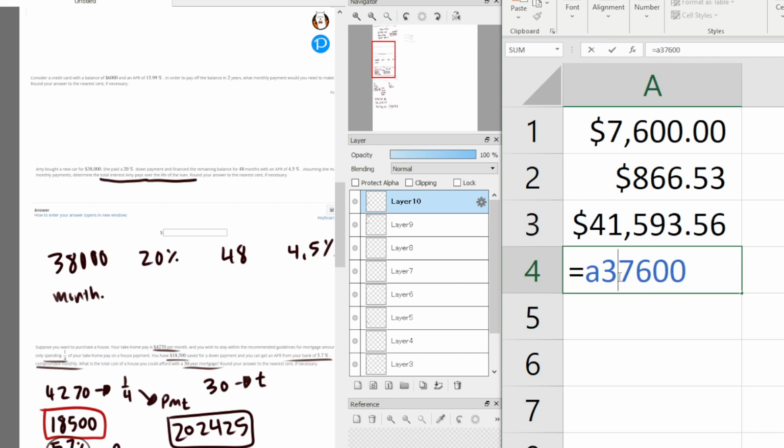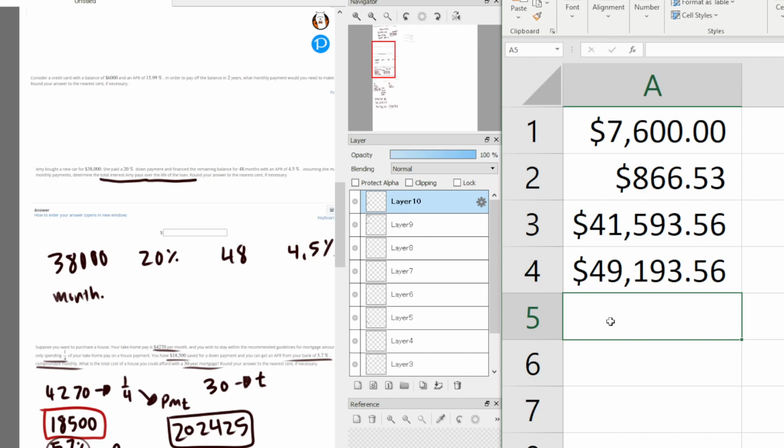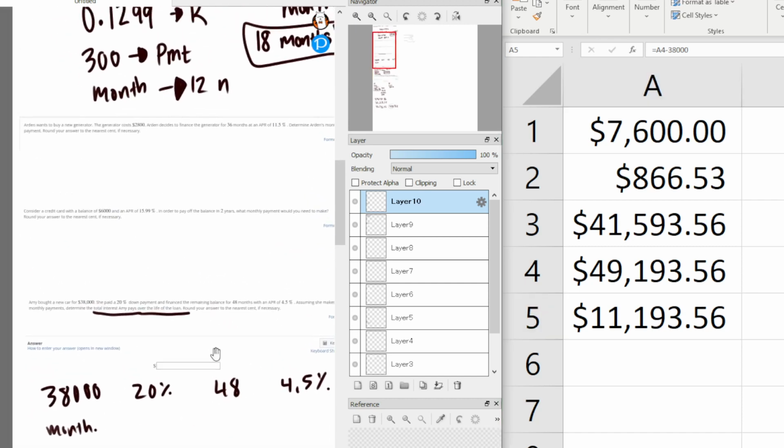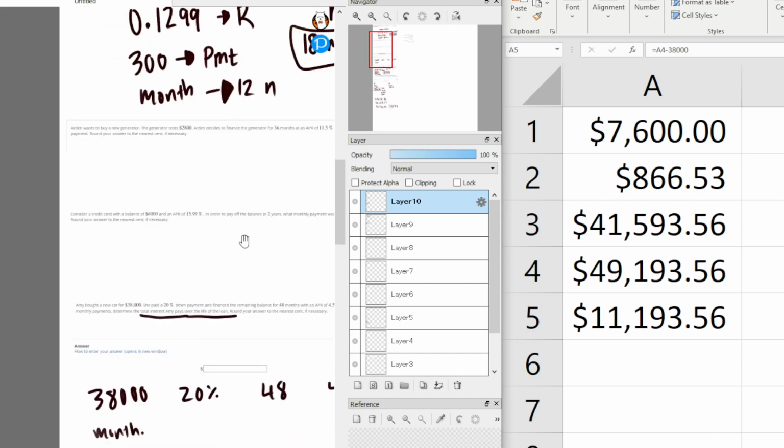Oops. So if she paid this much for her car, and we want to find the total amount of interest that she paid, what we can do is we can do equals, and then we can take the amount that we have for the car, A4, and minus it by the market value, the selling price. And that will give you $11,193 and 56 cents. That is how much interest she had to pay over the life of the loan. It seems a little high, but it's all right.